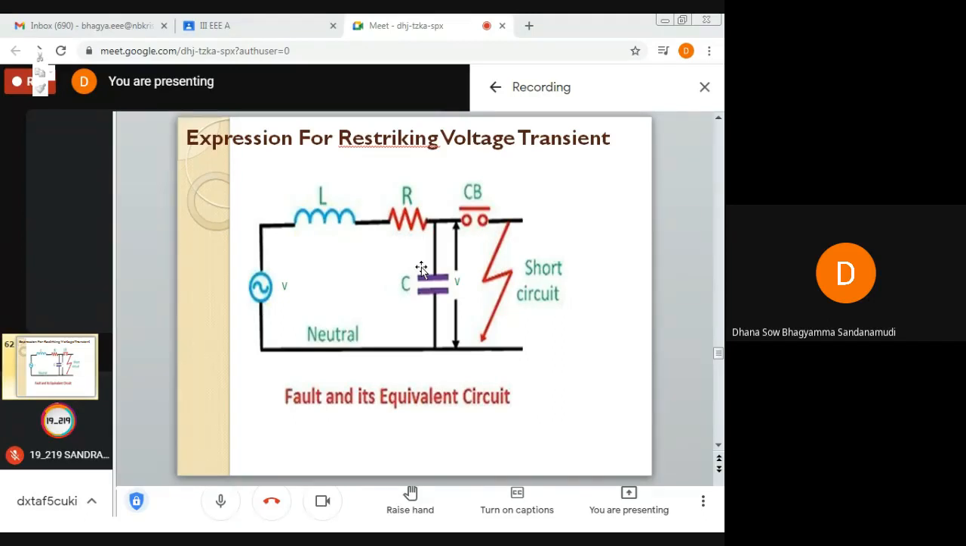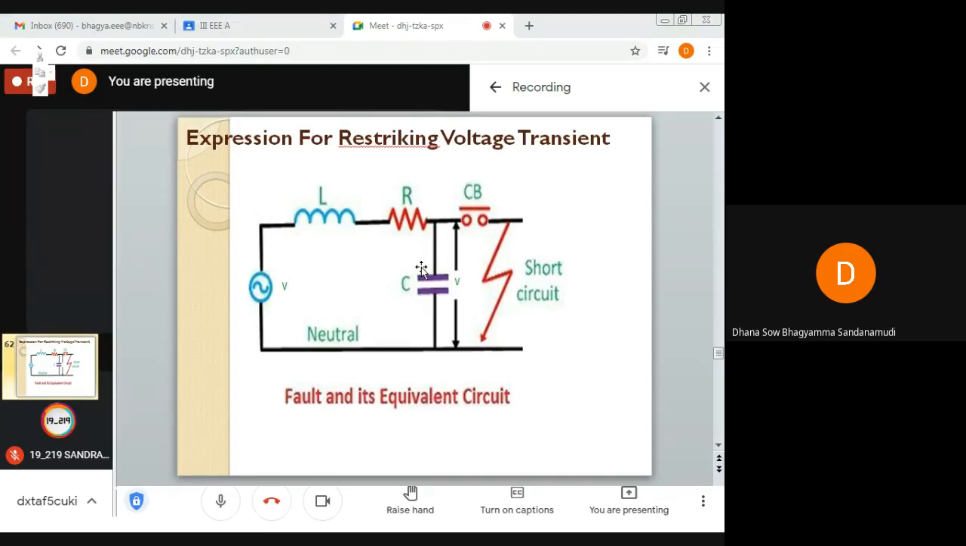Now, as soon as a fault has occurred, what should happen? The circuit breaker contacts should open. When the circuit breaker contacts open, an arc will strike across the contacts, and at some current zero of the arc current, the arc is extinguished.